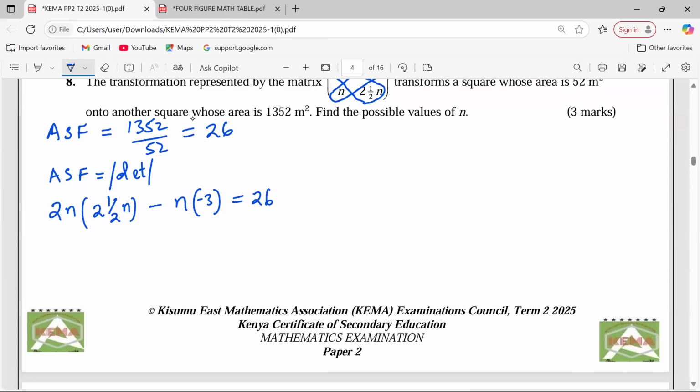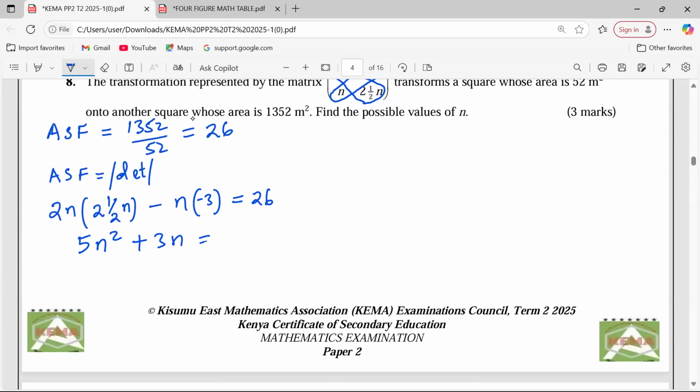So when I multiply 2 and 2.5, I'll get 5. The value of n now becomes n squared, minus n multiplied by -3. You know, this is a -3. So when I subtract a -3, it changes to a +3n.